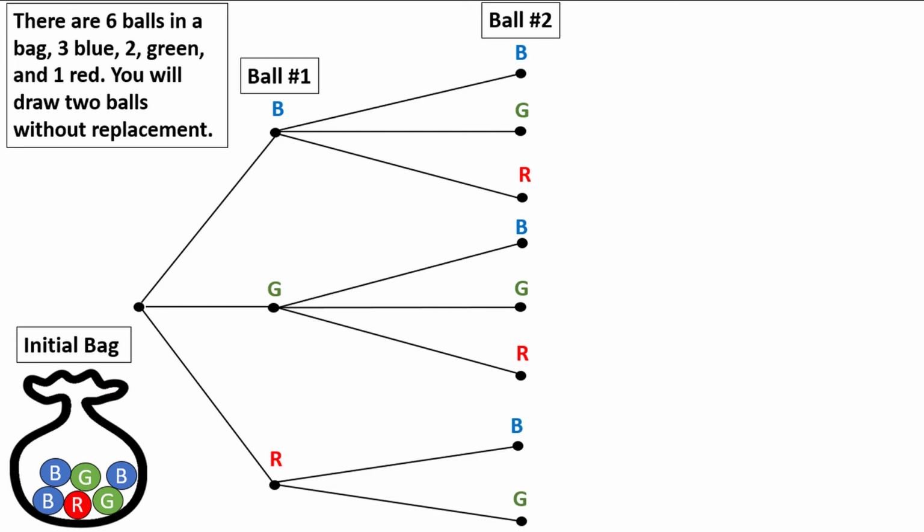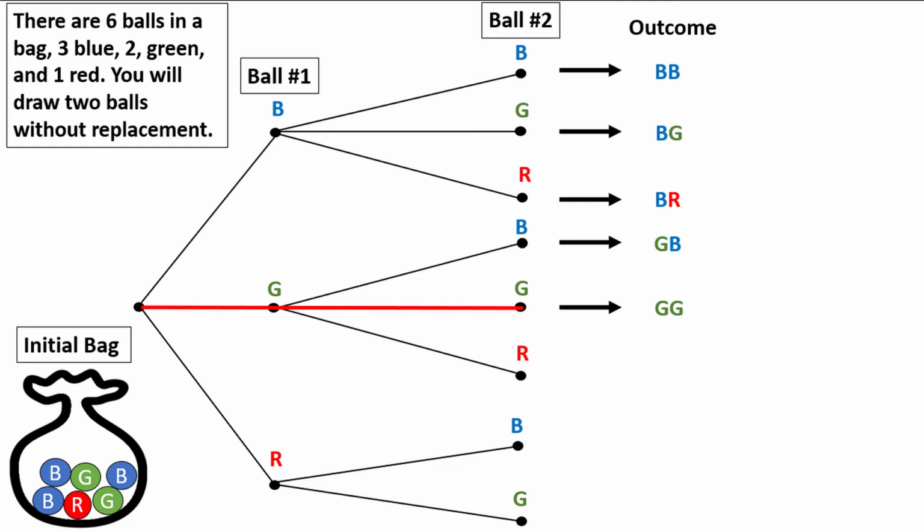We can see that there are 8 different outcomes. Follow the branches to determine what those outcomes are. We have blue blue, blue green, blue red, green blue, green green, green red, red blue, and red green. Now let's determine the probabilities on the branches. We are assuming that each of the 6 balls has an equal chance of being chosen from the bag.